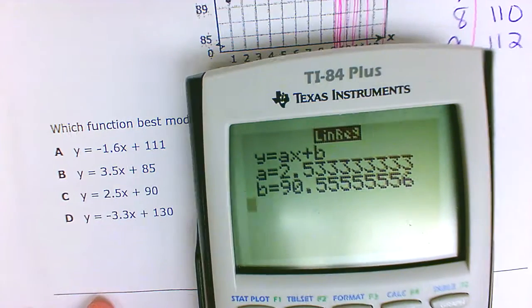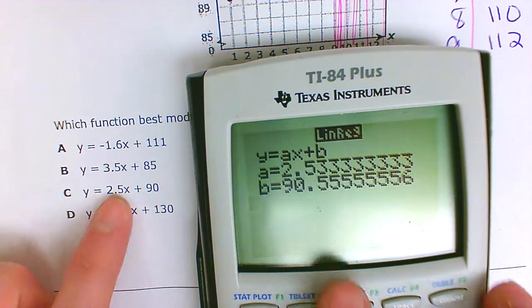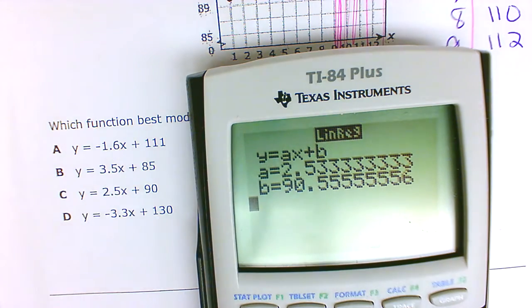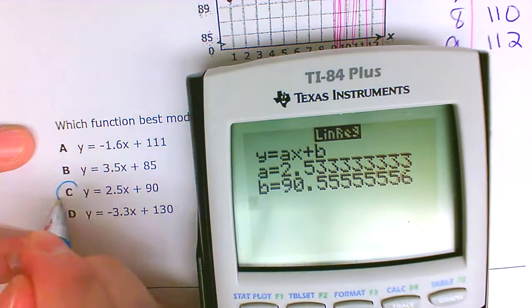Okay. Now the one that matches, 2.5 has my x value and 90 is my b value, so this one should be answer choice C. I found the equation that matches.